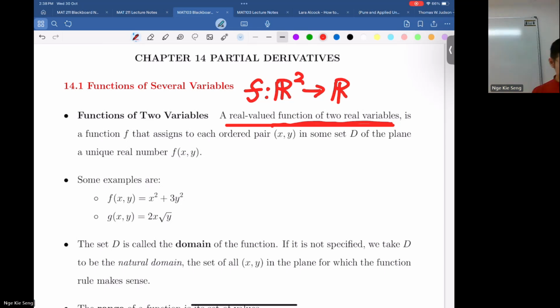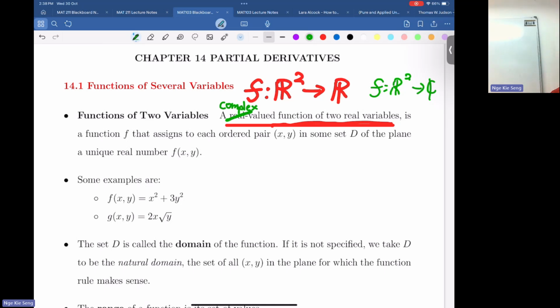For example, if I change it to complex value, what does a complex value function mean? Let's say I change it to complex value. How should you write down your function? A function from R2 to C. Okay, good. So in our class here, we only discuss the real value of two variables.